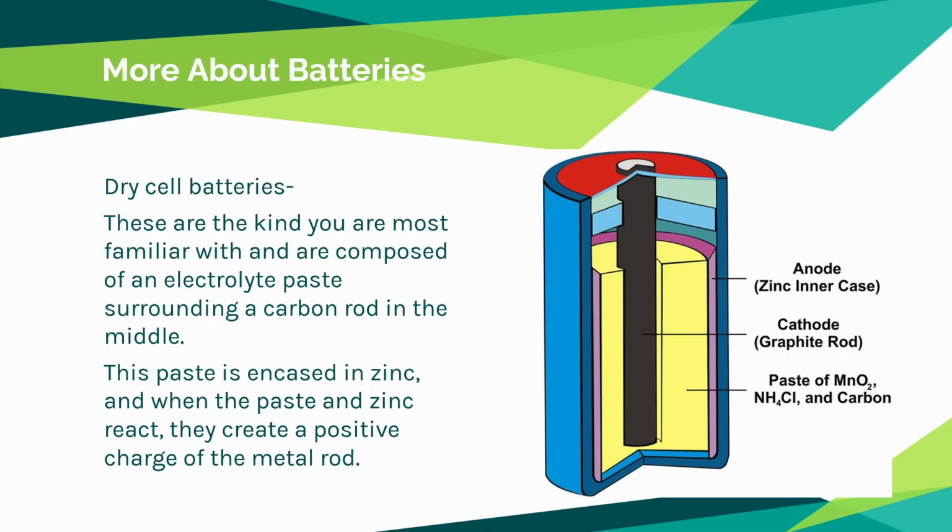More about batteries. There are different types of batteries. Dry cell batteries are the kind that most people use in their day-to-day lives. They contain an electrode paste, a carbon rod, and zinc. Chemical reactions inside a battery create a separation of charge, which produces voltage and allows current to flow when the circuit is connected.